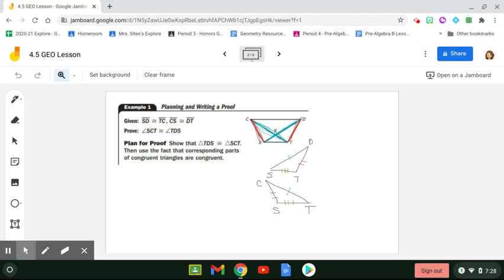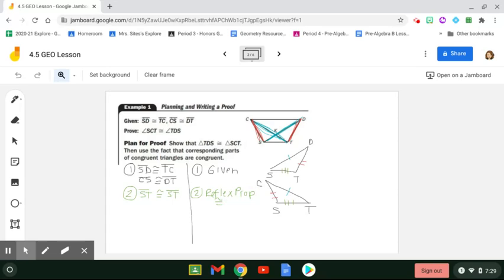So why don't we start coming up with our proof right now? I'm going to say the givens. I'm going to say that SD is congruent to TC, and I'm also going to say that CS is congruent to DT, because that was given to us. Then, based off of our picture and what I just came up with in green, I can say that ST is congruent to ST, and that's by the reflexive property of congruence.